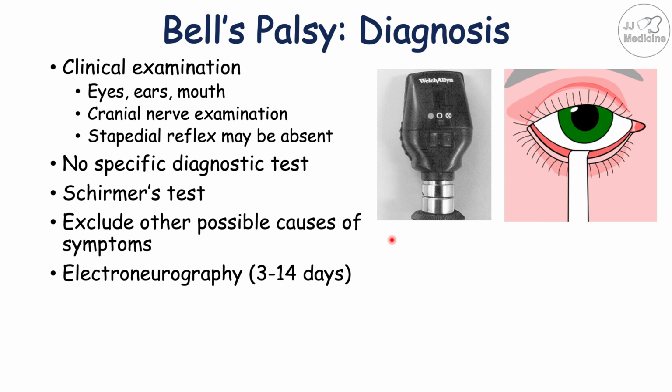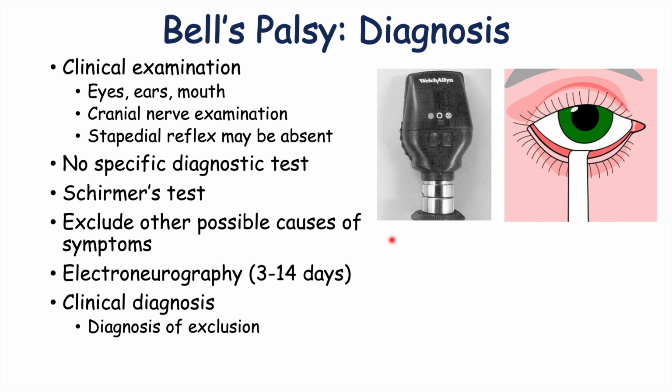An electroneurography may also be used to assess the affected side of the face as well, and this can be used at day 3 to 14. This is going to be helpful in prognosis and in deciding some potential treatments we're going to talk about in the next slide. Bell's palsy is going to be a clinical diagnosis, and more specifically, a diagnosis of exclusion.